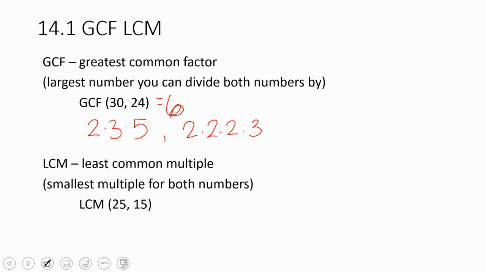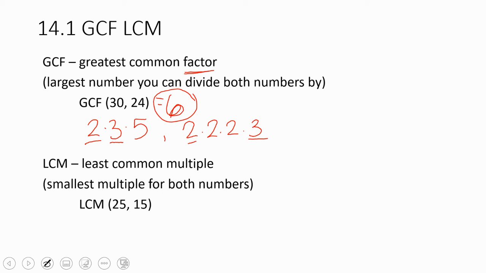Now, when you're finding the GCF, remember, greatest common factor, you're trying to figure out which factors they have in common. They both have a 2 and a 3. Well, 2 times 3 is 6. So that's originally what is actually happening.